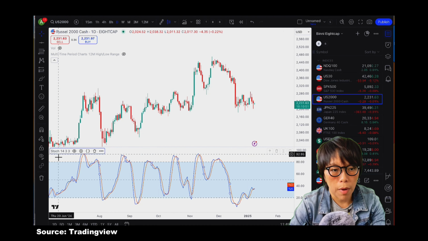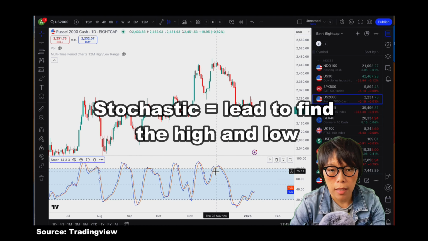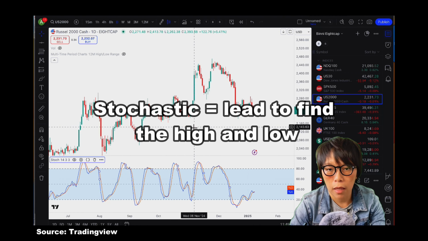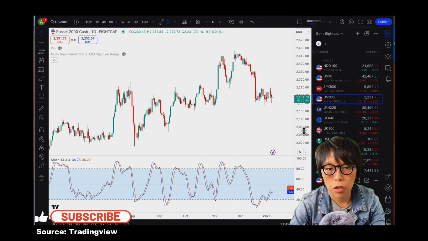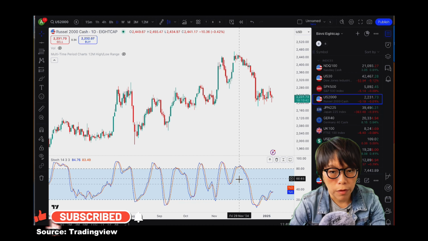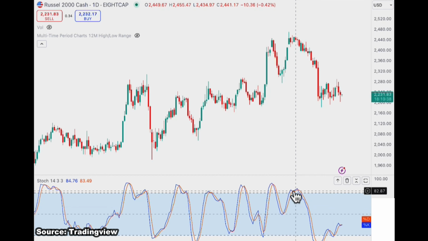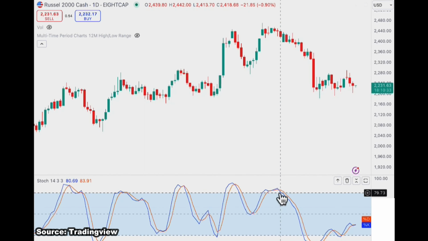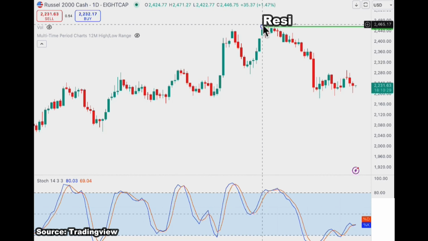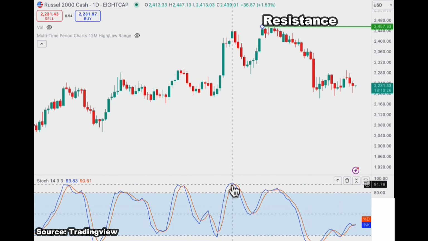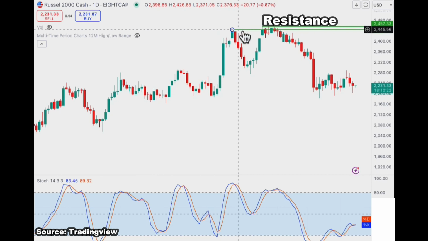So just remember that the stochastic is used as a lead for us to find the high and the low. Now, this is how I set alerts to alert me. Sometimes it's very difficult to find turning points or highs and lows, so I use the stochastic as a guide here. For example, you see the stochastic is at the high here. So very likely this place is going to be a resistance level. So here it's a high point, very likely a resistance level, so there could be trades happening here.